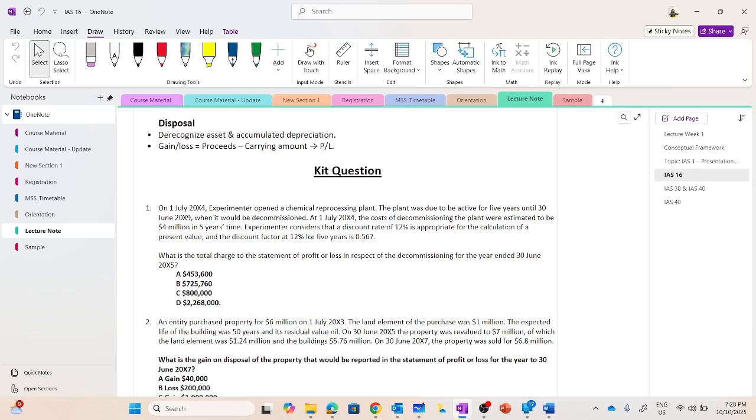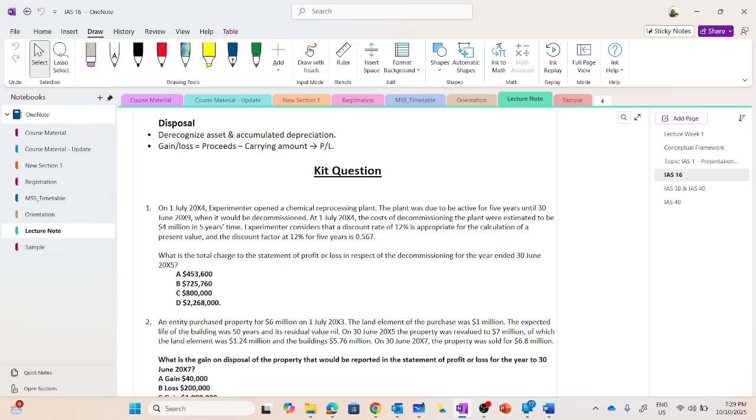Now, look at the requirement. What is the total charge to the statement of profit and loss in respect of the decommissioning? This is in respect of only the decommissioning for the year ended 30th June. If we look at the question, we are not talking about the amount we are going to capitalize as an asset, as well as recognize as a liability. This present value, 0.567 multiplied against the 4 million, will give us the value that we are going to capitalize at the start of the year, and we are going to credit the liability.